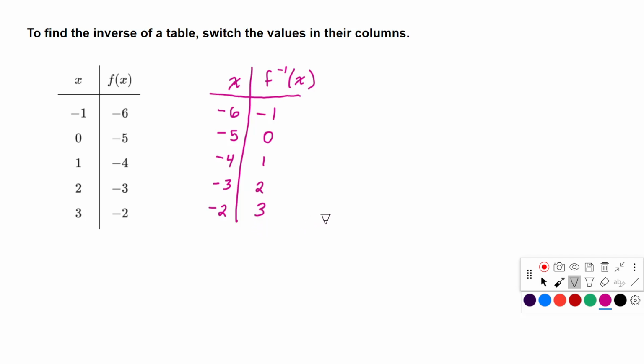Keep in mind, this same thing will be done with ordered pairs. So if you're given a list of ordered pairs and you're asked to write the inverse of the function, all you're going to do is switch the x and y in every single ordered pair. So all the y values become x values, all of the x values become y values.